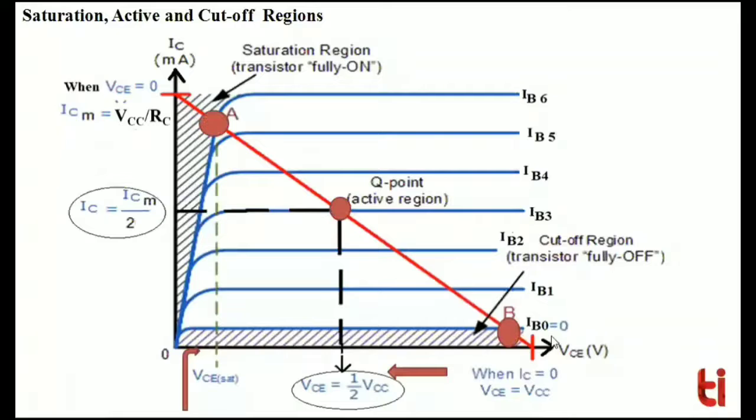And the first region, which is called the cutoff region, is the region below the cutoff point. And the region between VCE equals 0 and VCE equals VCE saturation on the extreme left hand side is called the saturation region. And the region between the cutoff and saturation points is called the normal operating region or active region, where the bipolar junction transistor acts as an amplifier.